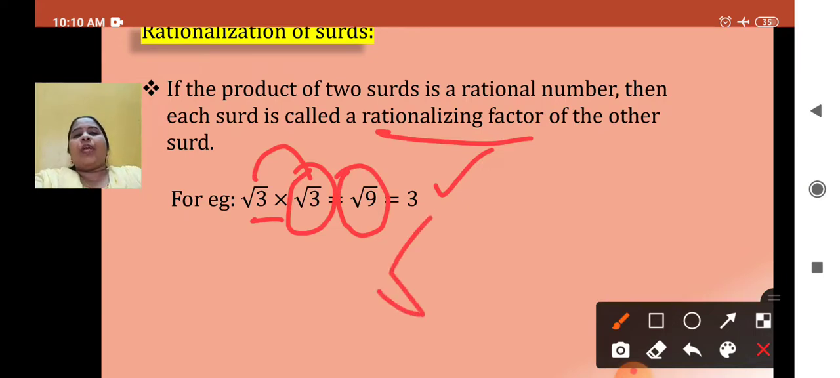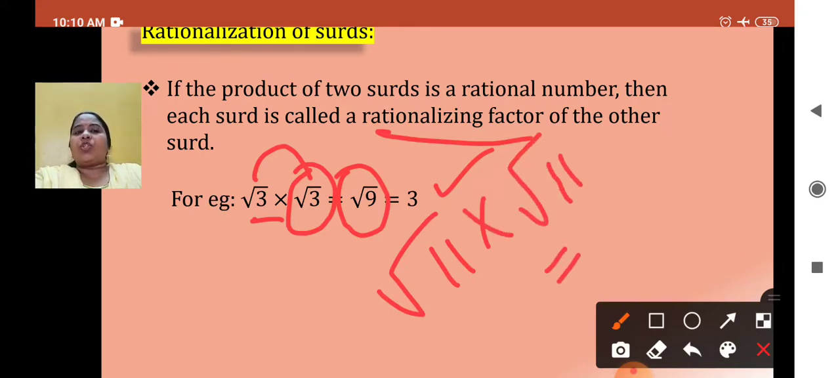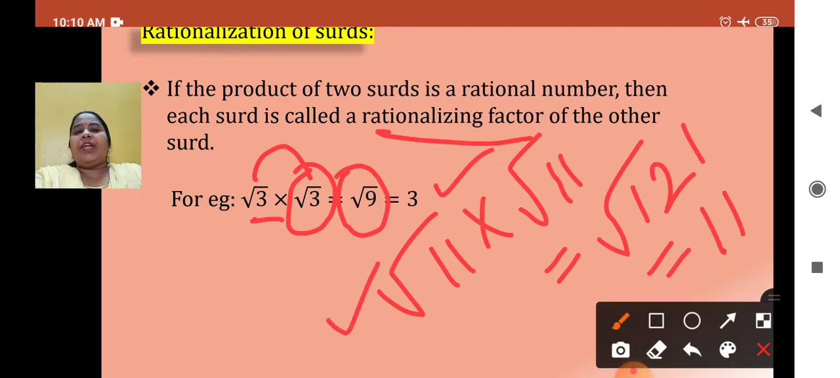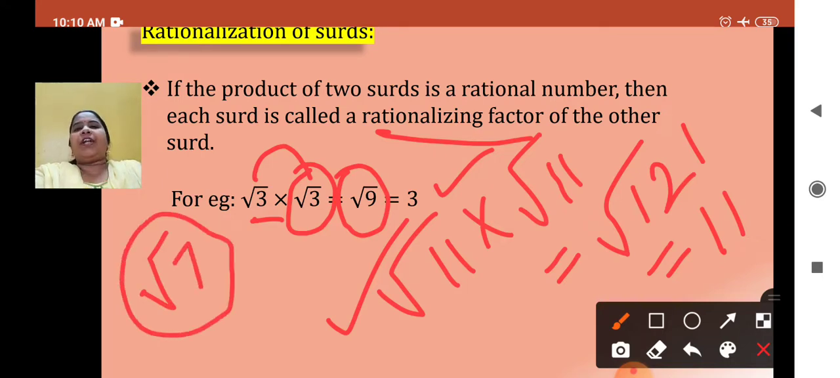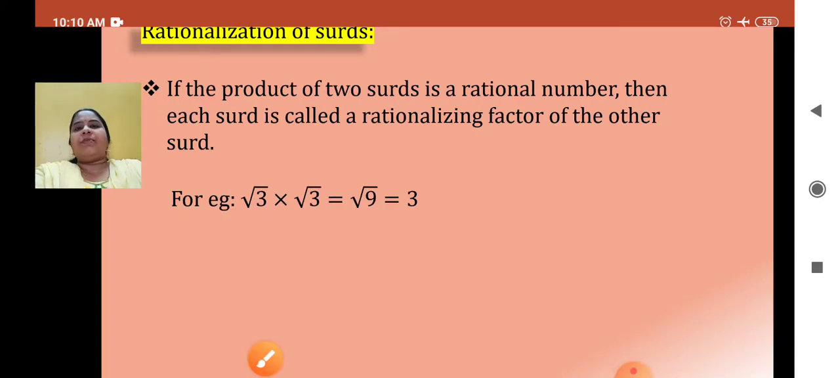Suppose I give you square root of 11. What will be the rationalizing factor? The number itself, square root of 11. Why like that? Because square root of 11 into square root of 11 is nothing but square root of 121. And what is square root of 121? 11. If you find this way difficult to understand, you simply understand that if I give you square root of 7, the rationalizing factor will be the number itself. Okay? I hope this concept is clear.